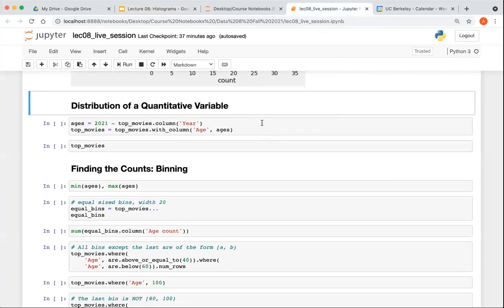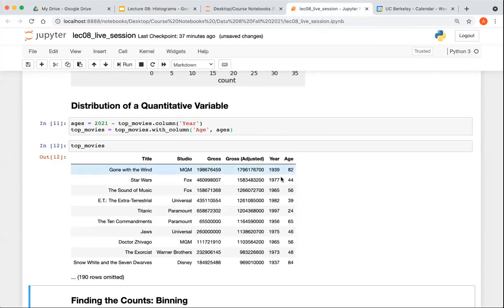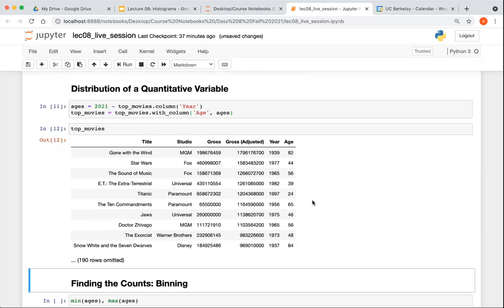Okay, so we are going to look at the movies table with an age column. All right, so we have the year, and what I did was I took 2021, the current year, and I subtracted off the year of release, and I got an age column.